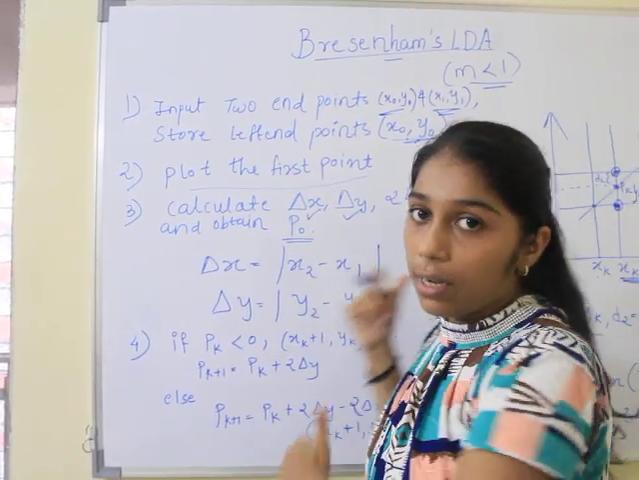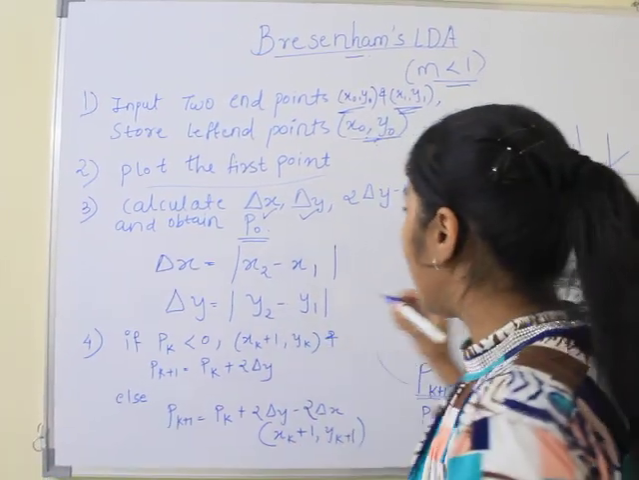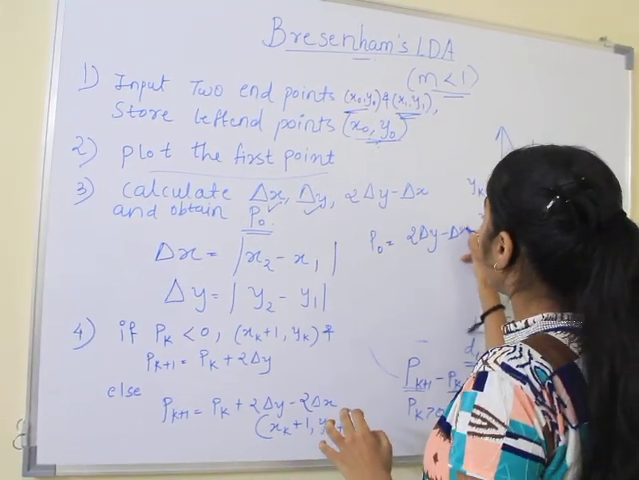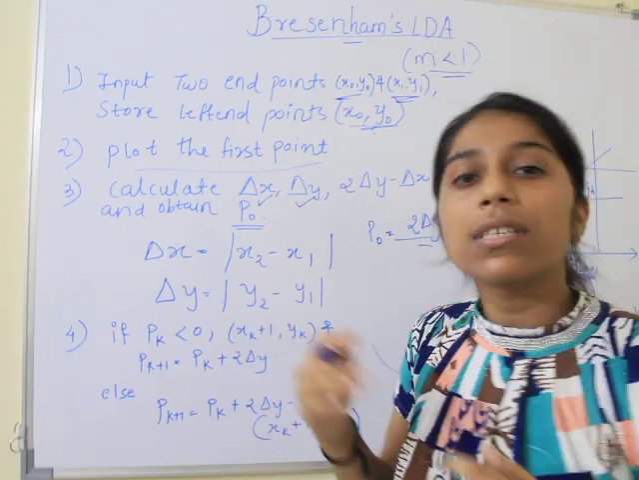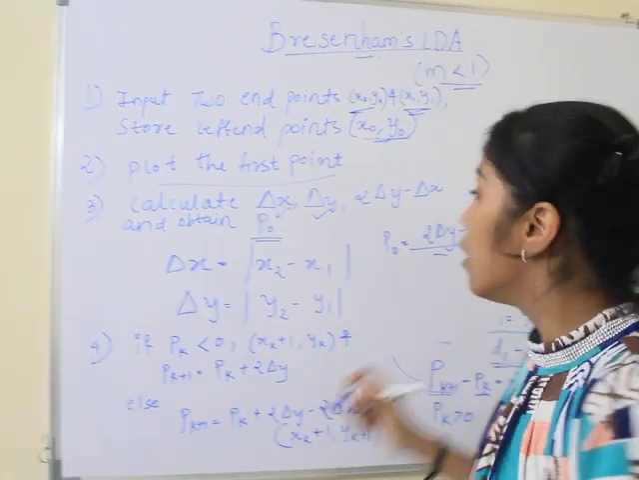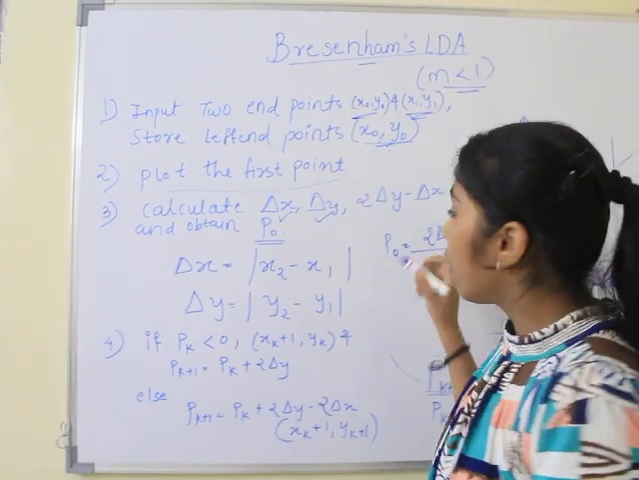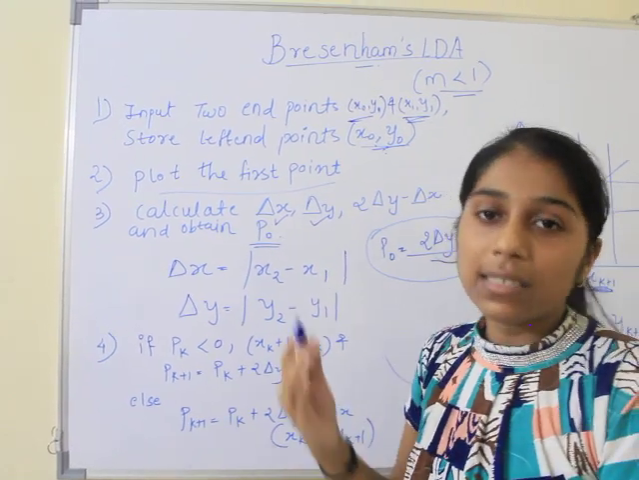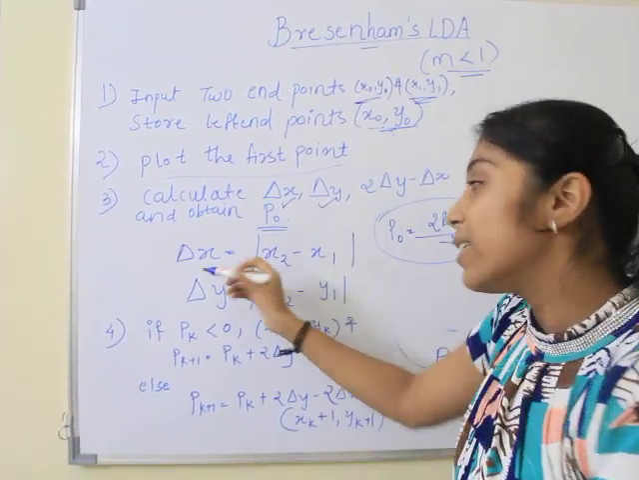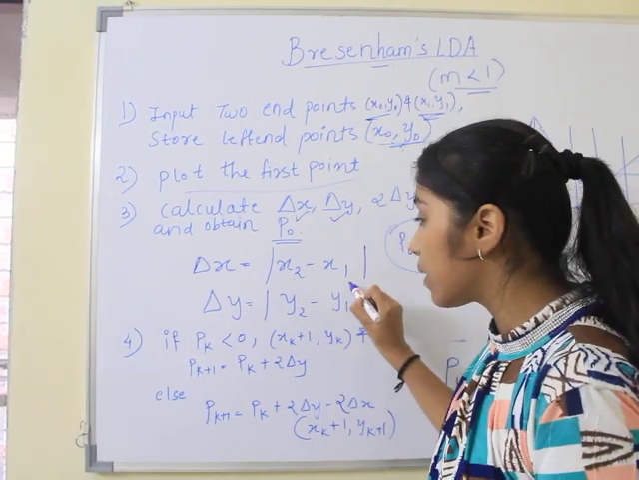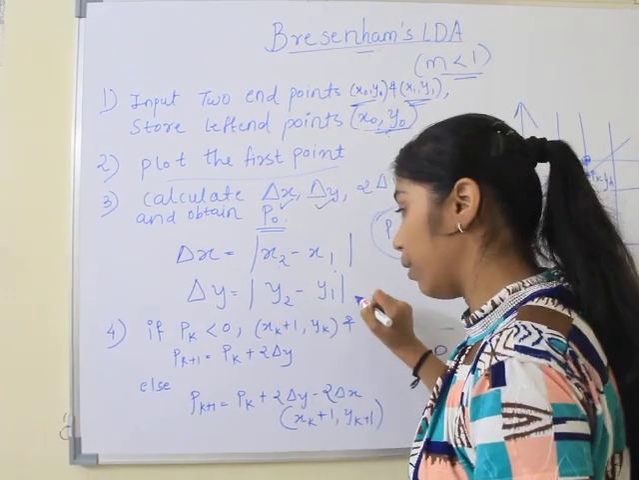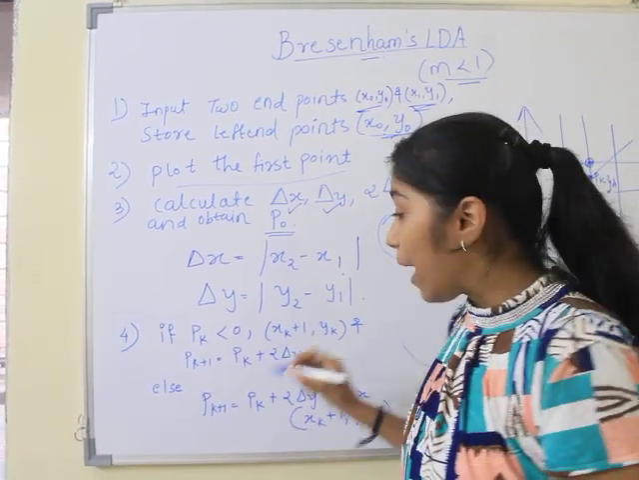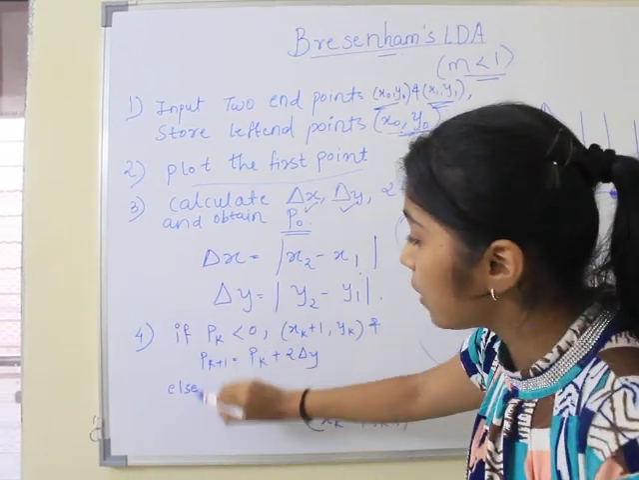Here I have not mentioned that the initial decision parameter value would be p0 equals 2 delta y minus delta x. You don't have to bother very much about it because every detail is given in the description. So by doing the calculation, we get this initial decision parameter value. For that we are calculating delta x, delta y, and all these equations. As you know, delta x is mod of x2 minus x1 and delta y is mod of y2 minus y1. And as the last step which I explained to you, to find the next y value, we have to consider these two cases.